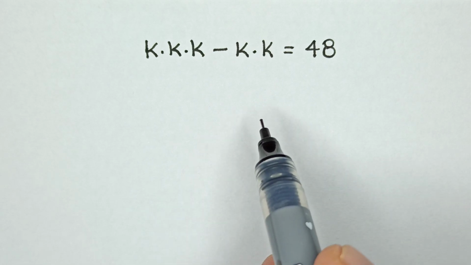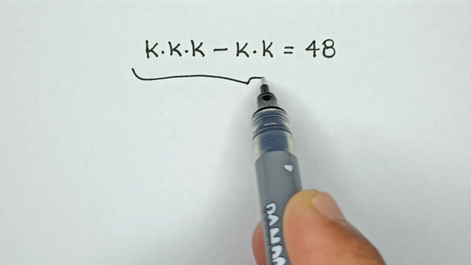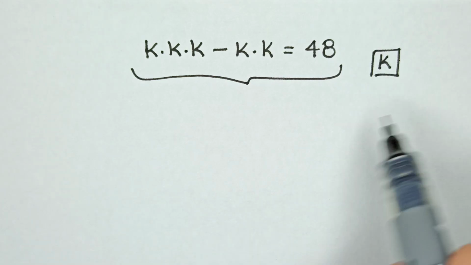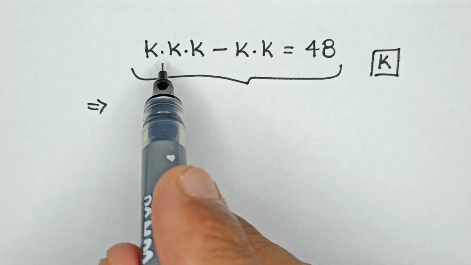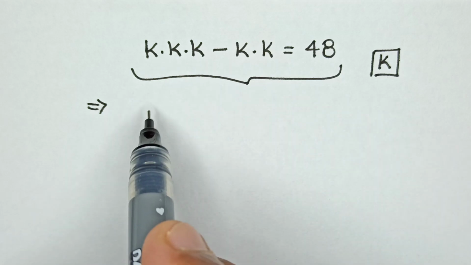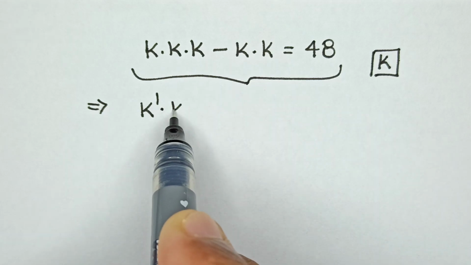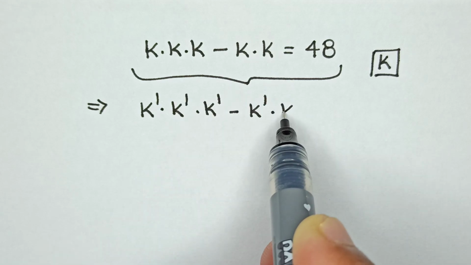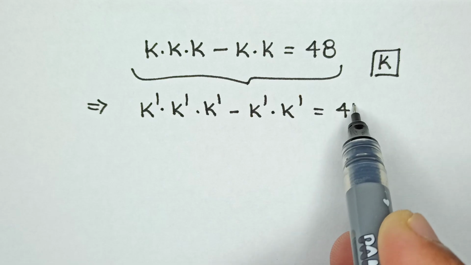Hey everyone, welcome to today's video. In this video we are going to solve this wonderful equation and then calculate the value of a. Now as you know, whenever a number is not carrying any power, its power is taken as 1 by default. So I'll put the power 1 on every single k right here.